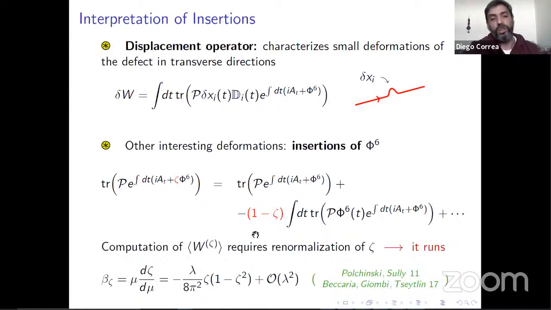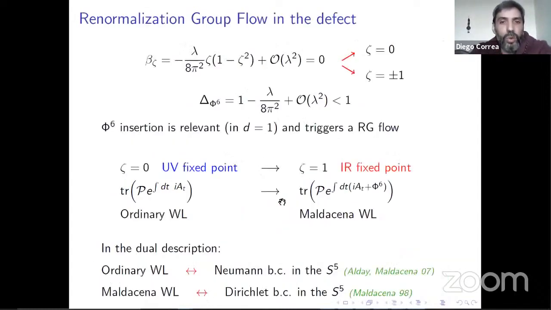The thing is that when you try to compute the expectation value of this Wilson loop, then you realize that this zeta coefficient you introduce needs to be renormalized, and moreover it runs, and you can compute a beta function for it. This has been done by Polchinski-Sully, and in more detail more recently by Beccaria, Giombi, and Tseytlin, and this is what you get. So essentially, this parameter we have introduced is a coupling constant in this one-dimensional defect theory.